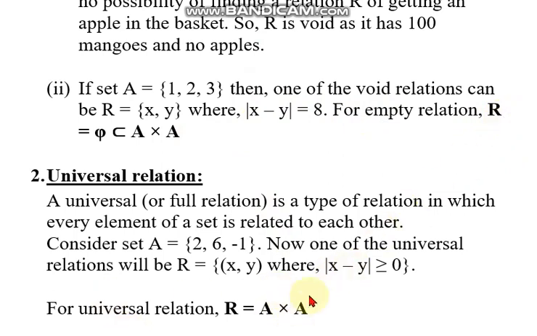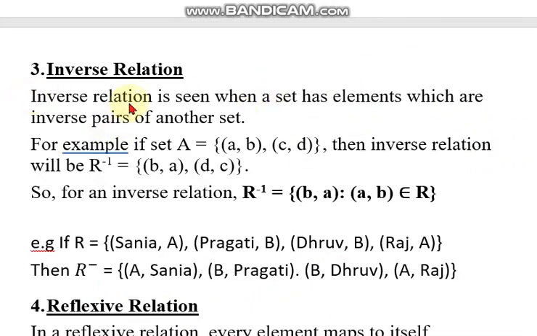Now let us see the next type of relation. Inverse relation. Inverse relation is seen when a set has elements which are inverse pairs of another set. For example, if set A is equal to {(a, b), (c, d)}, then the inverse relation will be R inverse equal to {(b, a), (d, c)}. We are reversing each element. Instead of AB, we are writing here BA. Similarly, here we have CD, so we are writing here DC. That is called inverse relation.